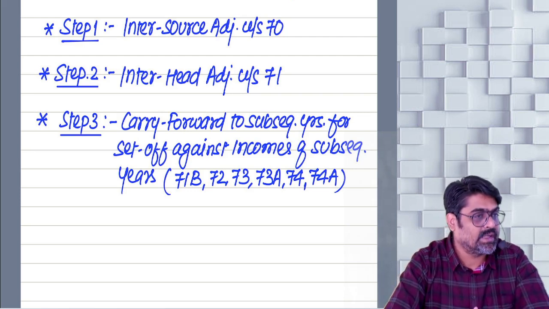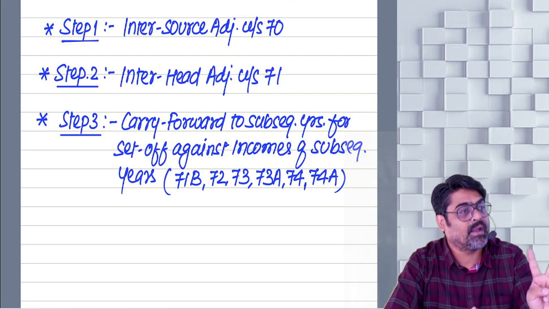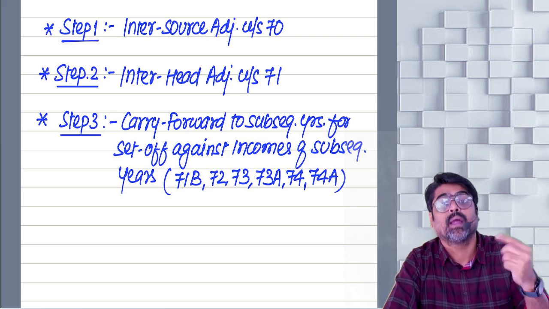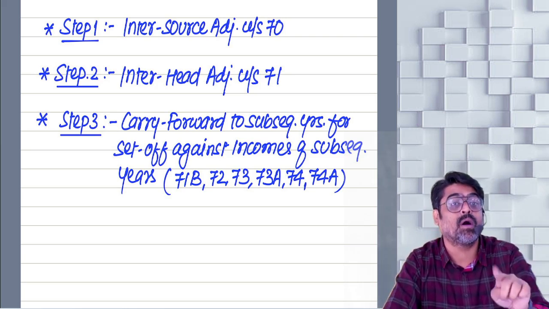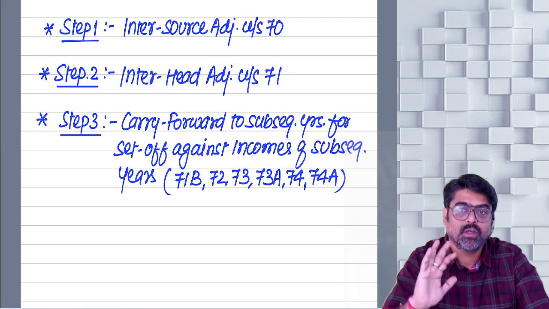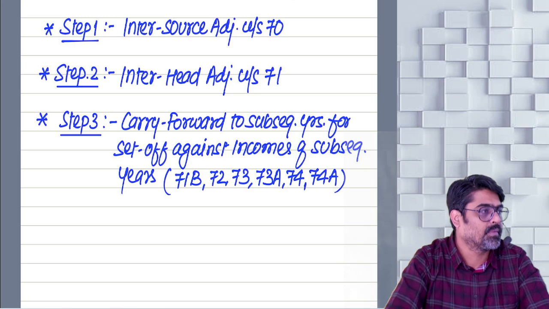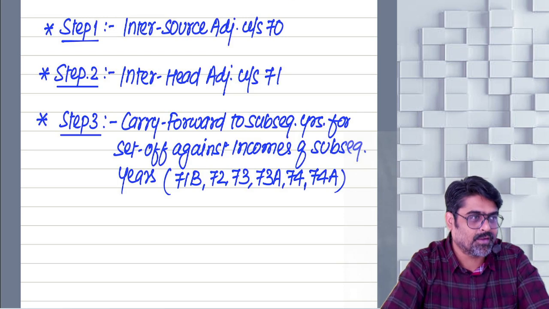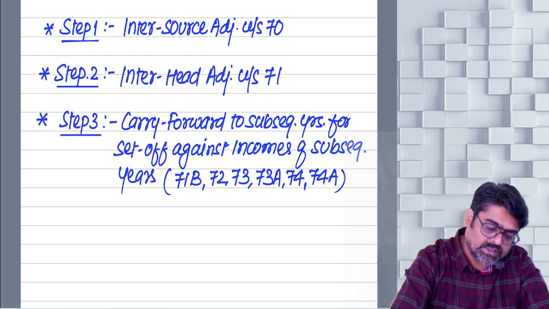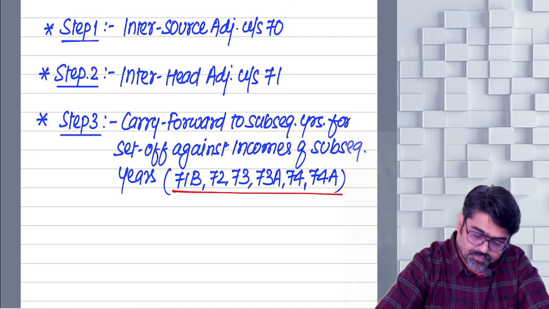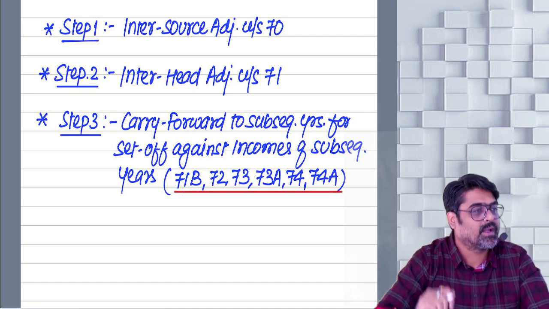If section 70 applied, the loss could not be adjusted within the head. Then section 71 applied, and the loss cannot be adjusted in this year against the income of other heads. Then no problem. The following losses you can carry forward. All losses you can carry forward, or only the following? Only the losses which are specified. Only these losses will be carried forward.